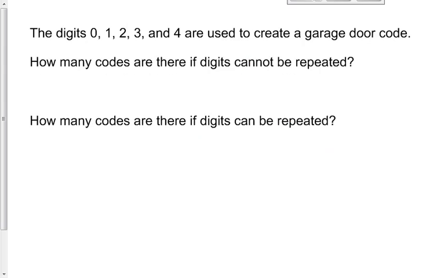Next example is one with the garage door code. Most everybody who has an electric garage door opener has a code box on the outside, and you can figure out how many different ways you can put in your code. All right, so we're going to do this one where we only have the numbers 0, 1, 2, 3, and 4 that are used on our garage door code. How many codes are there if digits can be repeated?